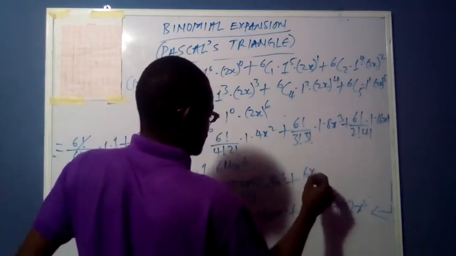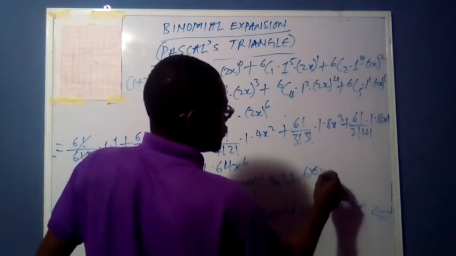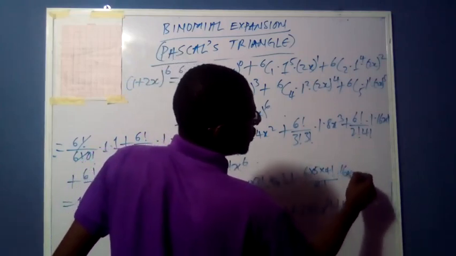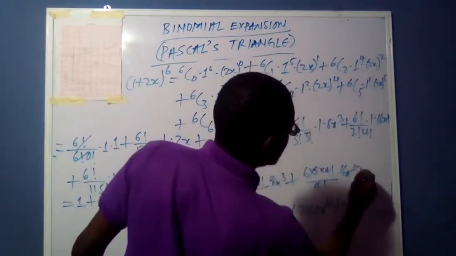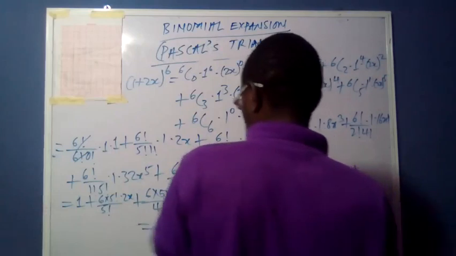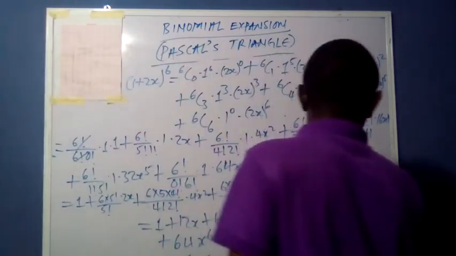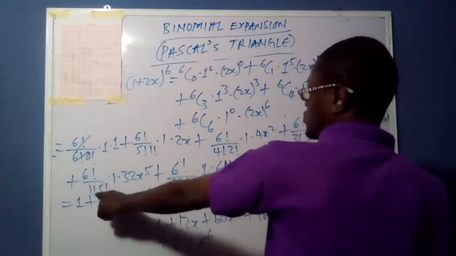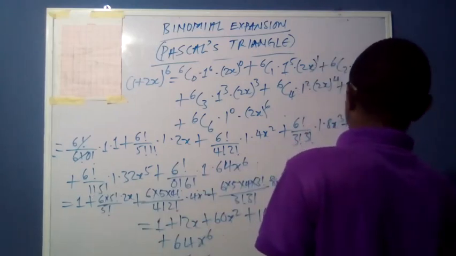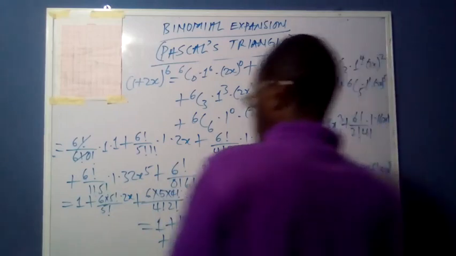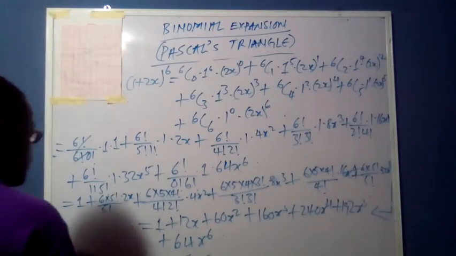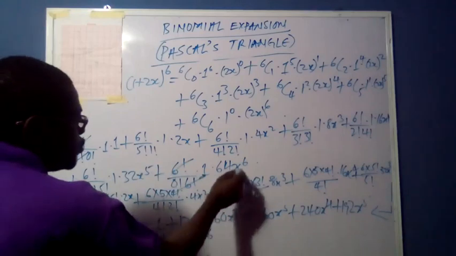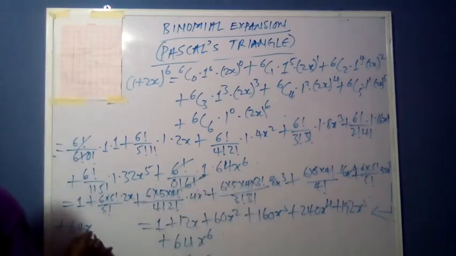Plus 6 times 5 times 4 factorial over 4 factorial, times 16x to the power 4, plus 6 times 5 factorial over 5 factorial, multiplied by 32x to the power 5, then plus the last one, which will be 1 easily, since 0 factorial is 1, so 1 times 64, that is 64x to the power 6.